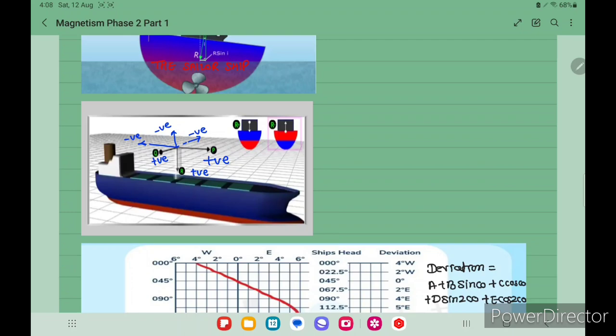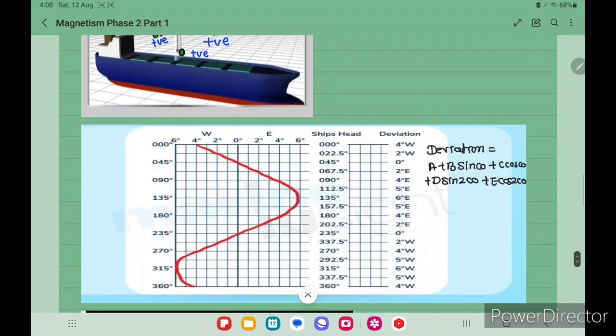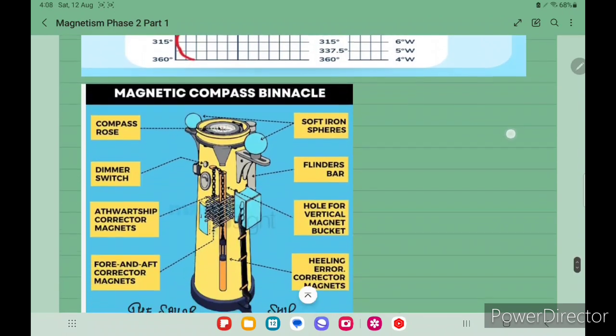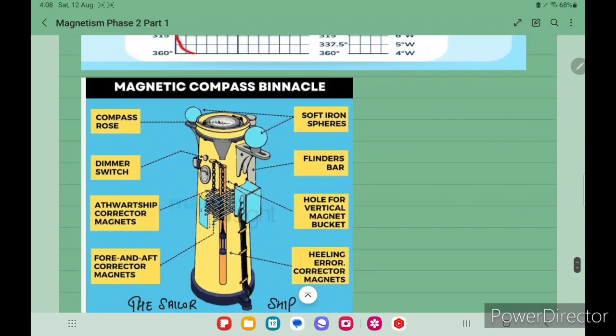You can see this in the deviation, which is caused by the coefficients A plus B plus C plus D plus E plus heeling error. In heeling error, they also have permanent and induced heeling error.